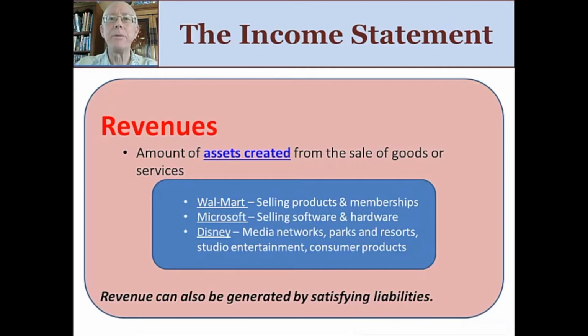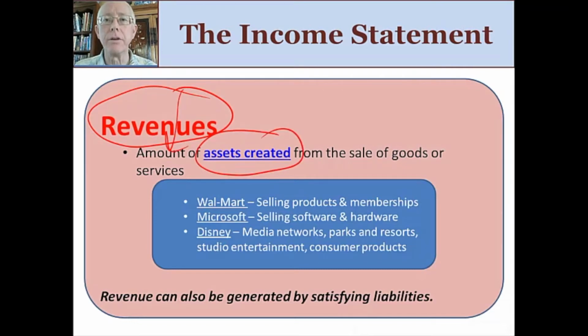The key thing that we see in an income statement are the revenues. What does that mean, revenue? Revenue is the amount of assets created through doing business, from selling goods or services. So let's use some specific examples. If I'm talking about Walmart, revenue for Walmart is the amount of assets created through selling products. So when Walmart sells you a product, they create an asset for themselves, your cash typically. They also sell memberships. If you have a Sam's Club membership, they generate assets, cash for themselves through selling memberships.